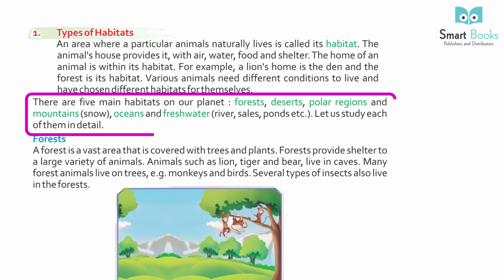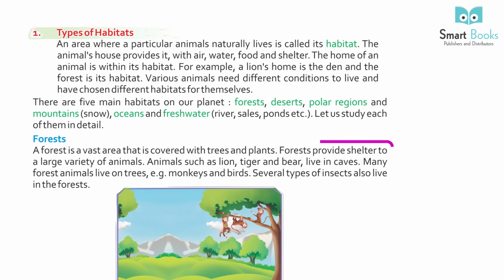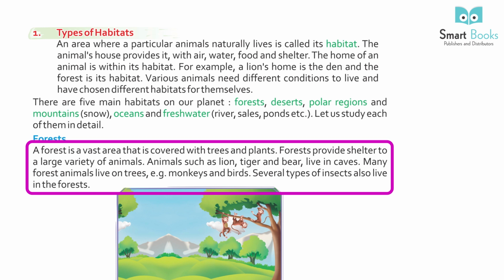There are 5 main habitats on our planet: forests, deserts, polar regions and mountains, oceans, and fresh waters such as rivers, lakes, ponds, etc. Let us study each of them in detail. Forest. A forest is a vast area that is covered with trees and plants. Forests provide shelter to a large variety of animals. Animals such as lion, tiger and bear live in caves. Many forest animals live on trees, for example monkeys and birds. Several types of insects also live in the forest.